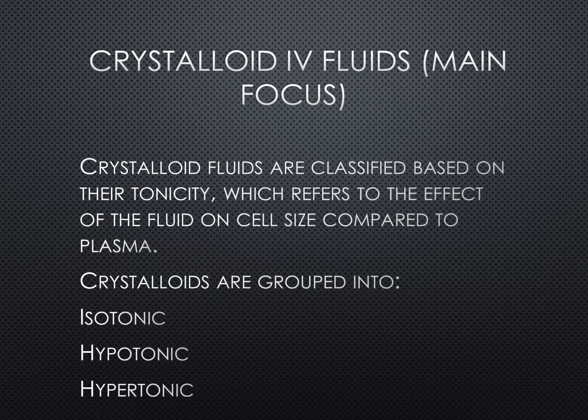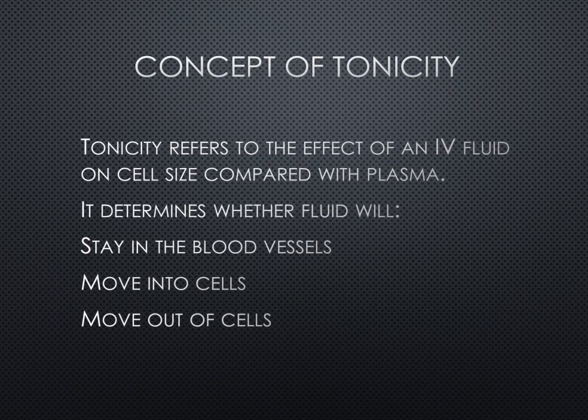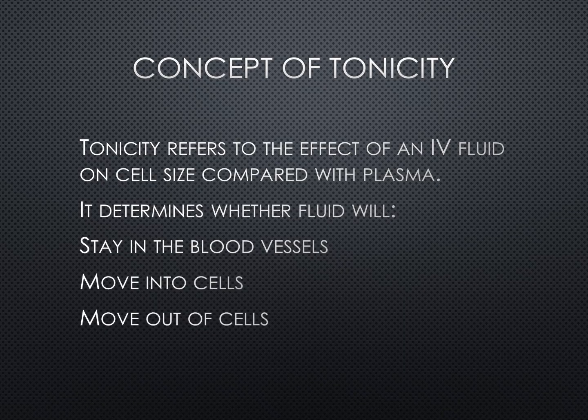Move back to our main focus, crystalloid fluids. Crystalloid fluids are classified based on their tonicity, which refers to the effect of the fluid on cell size compared to plasma. Crystalloids are grouped into isotonic, hypotonic, and hypertonic. Proceed. Let's look at the concept of tonicity.